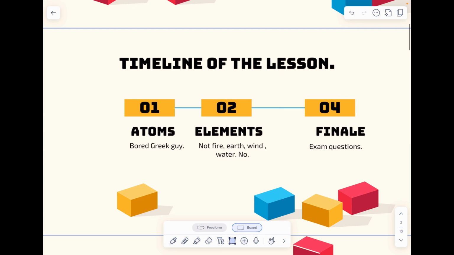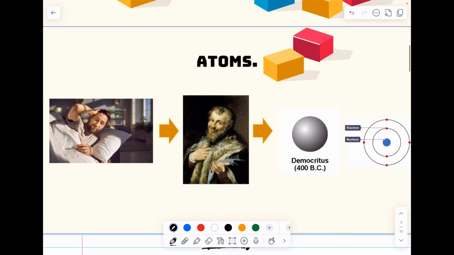So the timeline of this lesson: the first thing we're going to be looking at is atoms, and how some bored Greek guy just decided to come up with this random concept. Then we're going to look at elements. No, not the ones in Ninjago we used to see, water, fire, earth. No, this is chemistry elements, slightly more boring. And then finally, we're going to have the finale. We're going to look at an exam question and we're going to do a summary. Anyways, let's get started with atoms.